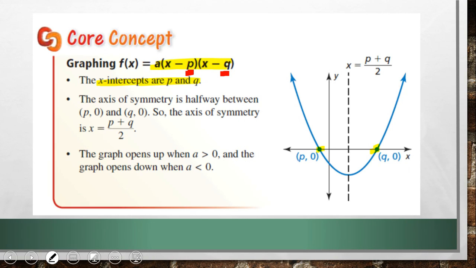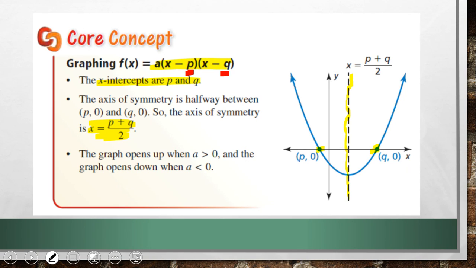Now we have a new formula for your axis of symmetry. Your axis of symmetry is x equals (p plus q) divided by 2. The reason it's dividing by 2 is that you're almost taking the average of those points to get this middle point and that middle line, which is your axis of symmetry.